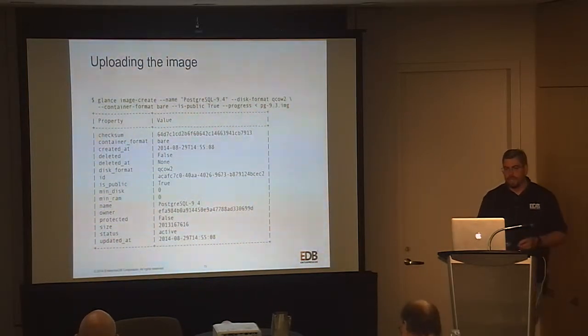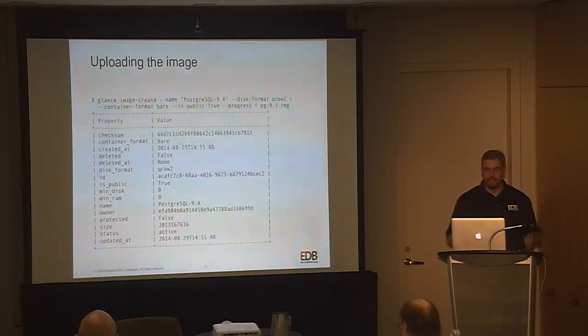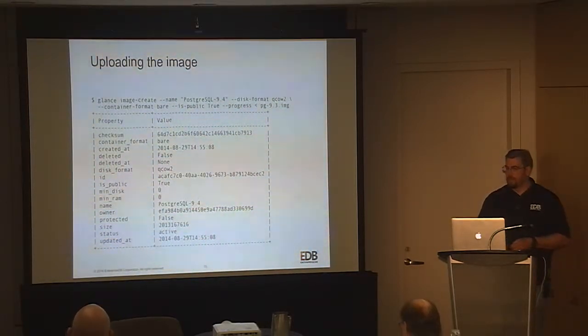It's going to tell it, create an image. The name is Postgres 9.4. The disk format's qcow2. Container format's bare. It's public, so everyone can see it. And show me the progress bar while you're doing it. And then feed it the image.